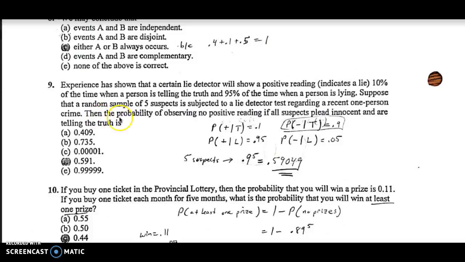So they want to know the probability of observing no positive reading if they are telling the truth. So no positive reading means a negative reading. A negative reading when they're telling the truth is 0.9. And if there's 5 suspects, you're going to do 0.9 to the 5th. When you put that in your calculator, you get this value, which means the answer is D, 0.591.